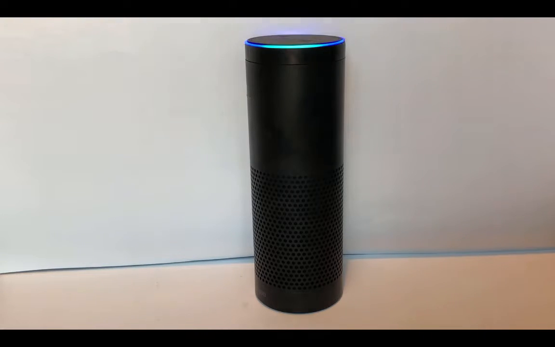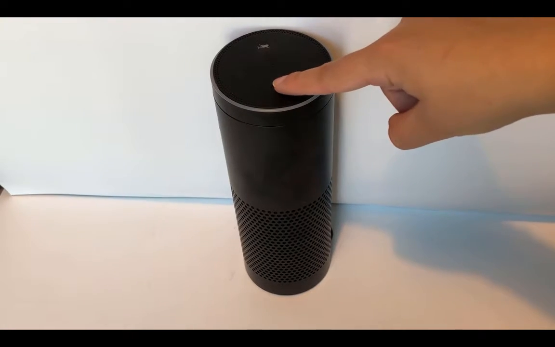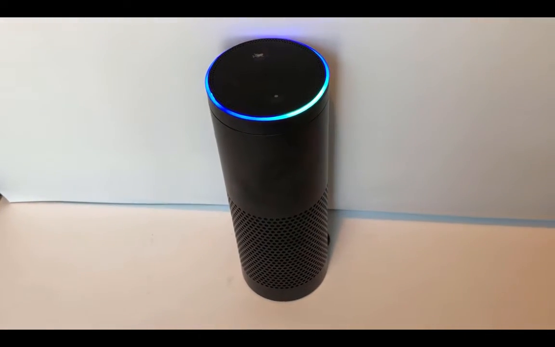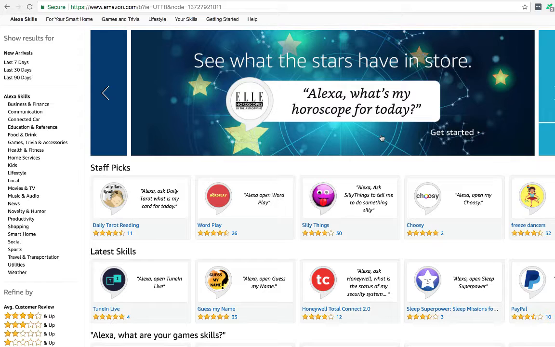The way Echo works is very easy. You call the wake word, which is either Alexa or Echo or Computer, and then you ask the question. You can also press the button on the top. The teacher can also enable skills that he can find on Amazon.com under Alexa skills.